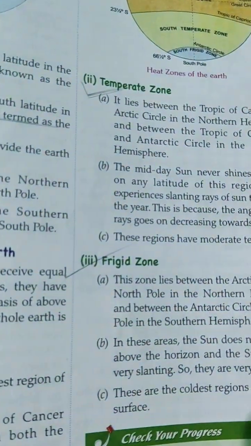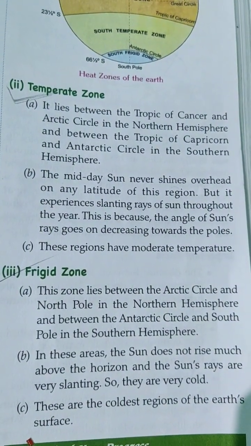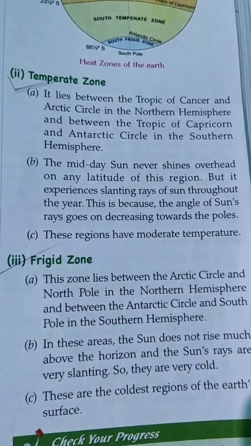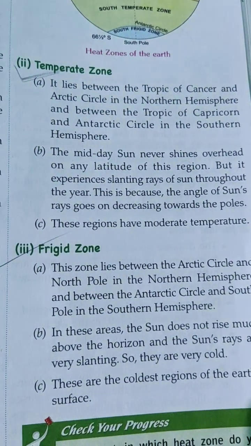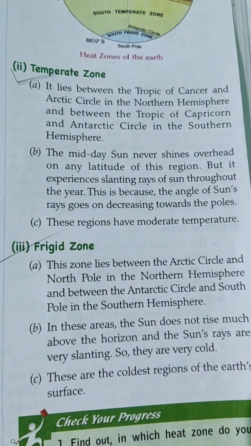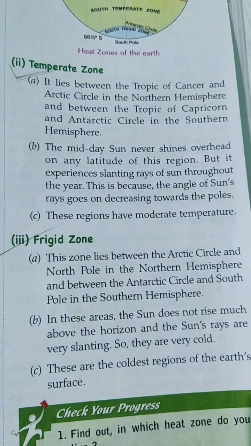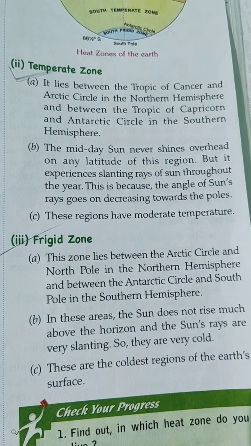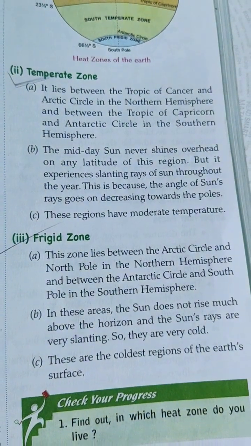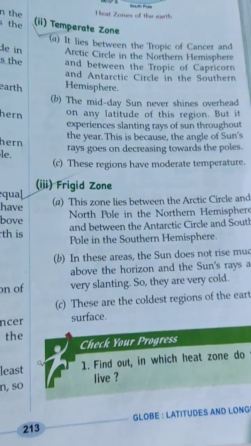Next we will see temperate zone. It lies between the Tropic of Cancer and Arctic Circle in the northern hemisphere and between the Tropic of Capricorn and Antarctic Circle in the southern hemisphere. The midday sun never shines overhead on any latitude of this region, but it experiences slanting rays of sun throughout the year. This is because the angle of sun's rays goes on decreasing towards the poles. These regions have moderate temperature.